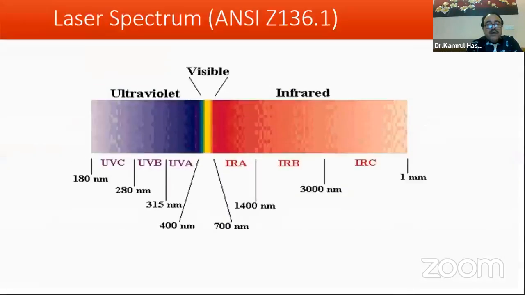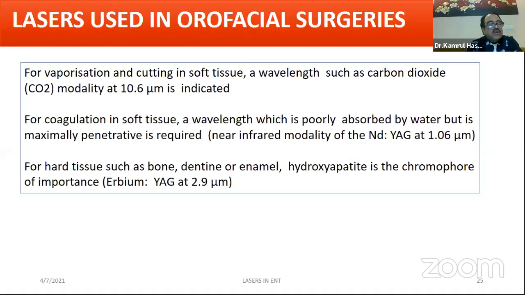Why are we thinking of these laser things? Because we like to cut the tissue. By scalpel, we give the incision, and by our hand pressure, we can make it deeper. But with the laser, you cannot get that sensation, because the laser beam cuts by vaporization, by coagulation, and by denaturation. For vaporization and cutting of soft tissue, a wavelength such as the carbon dioxide modality, 10.6 micrometer, is indicated. For coagulation in soft tissue with a wavelength that is poorly absorbed, the YAG laser is indicated, especially in the esophagus and others. For hard tissue such as bone, the YAG laser is also used.